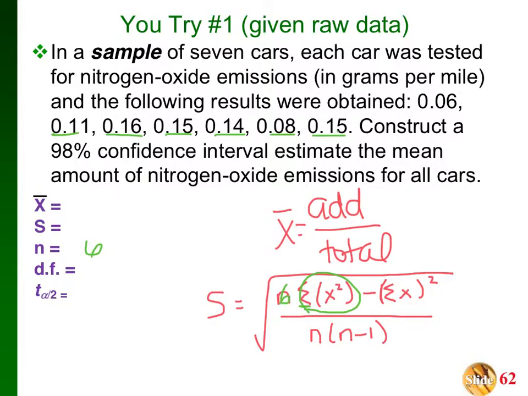And then this one says take all of your x's and add them. So add them up before you square them. Add them and then take that sum and square it. Subtract those and then divide by 6 and then times 5. So that'd be divided by 30. This is going to give you sample standard deviation.